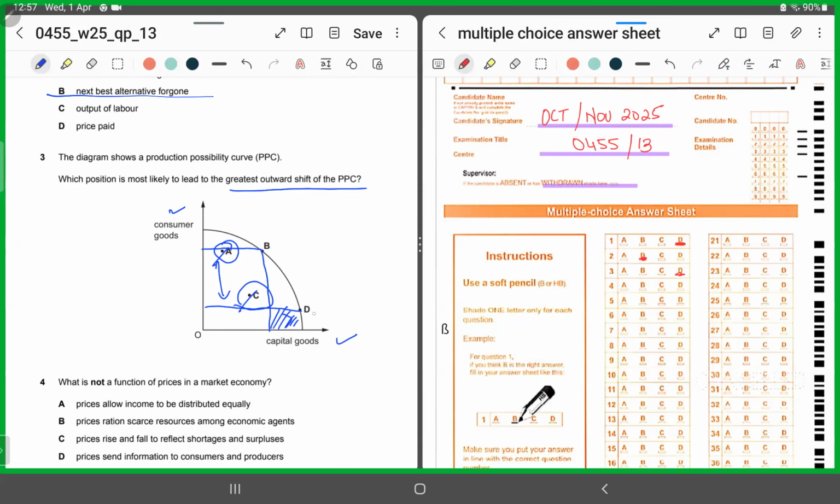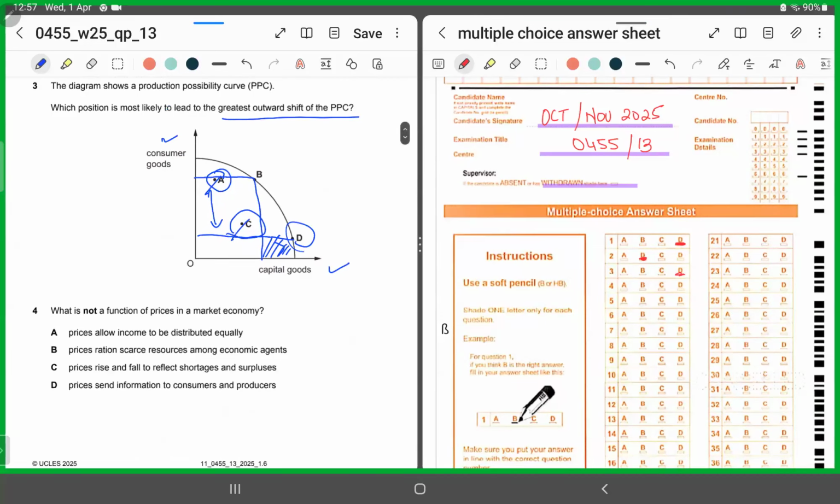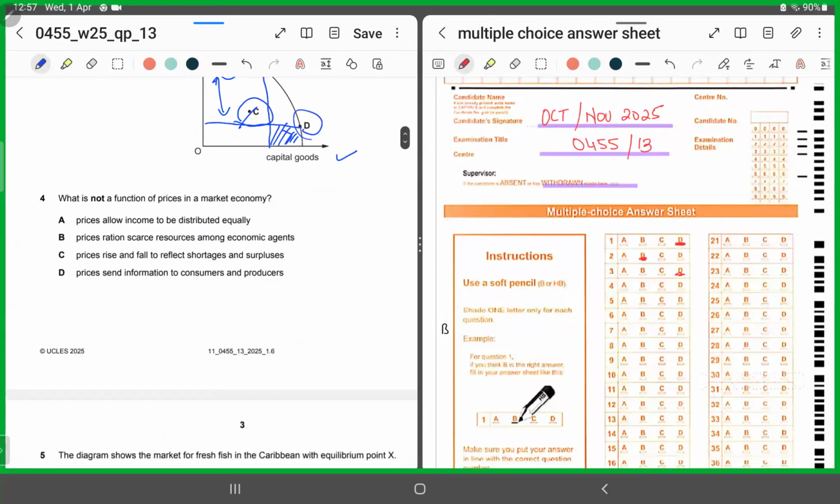I hope it's clear. Number 4 says, what is not a function of prices in a market economy? A market economy is one in which the price mechanism plays a vital role. Out of these four options, only one is not a reason why a market economy relies on prices.